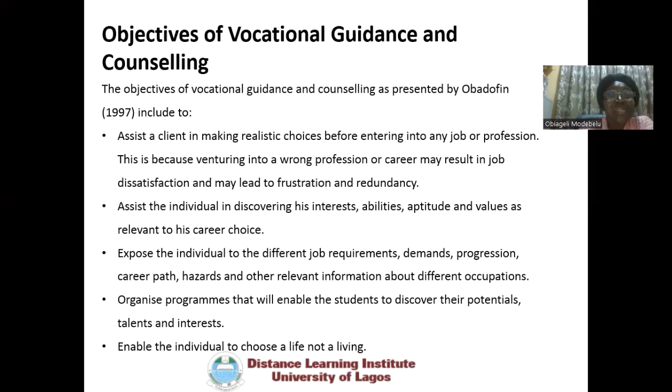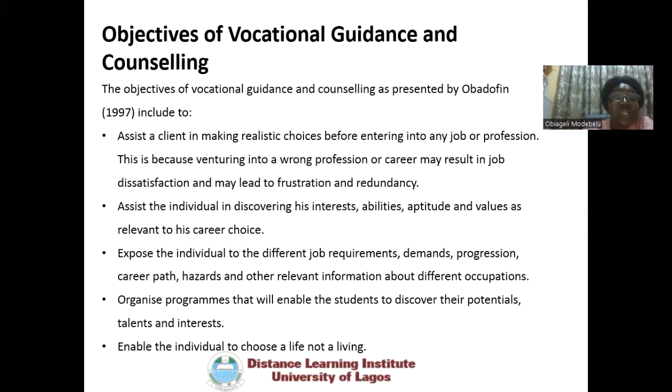So assist the individual in discovering his interest, his ability, his aptitude, and his values. Just as John Holland would say, self-analysis. An individual needs to analyze himself through the help of a vocational counselor to understand all these things that make him different from other people. Both of us may want to be teachers, but one person will want to be an English teacher, while another person has the ability to be a math teacher. Both of us are teachers. We will have different endowments, different abilities, and different interests.